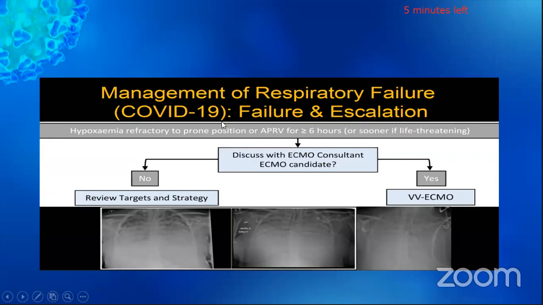Otherwise, if the patient has been in prone position for more than 6 hours and on APRV for more than 6 hours and is not improving, and even the ECMO center refuses, saying this is not a candidate for ECMO, then we should decide about the code status of the patient. We should discuss with the family and with our team what the possibilities are, and whether we should continue the supportive care or go for DNR.